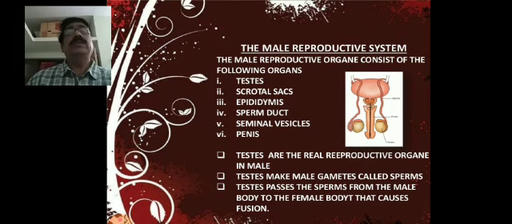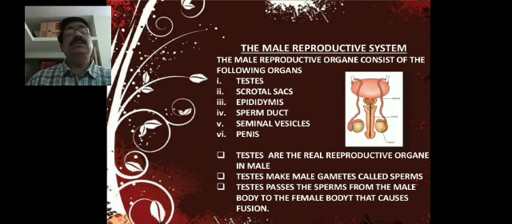Now look at the male reproductive organs. You can see in the figure where the testis is, where the sperms are produced, and from there they travel through the epididymis and then to the sperm duct, and with the help of the seminal vesicles they are released from the penis.